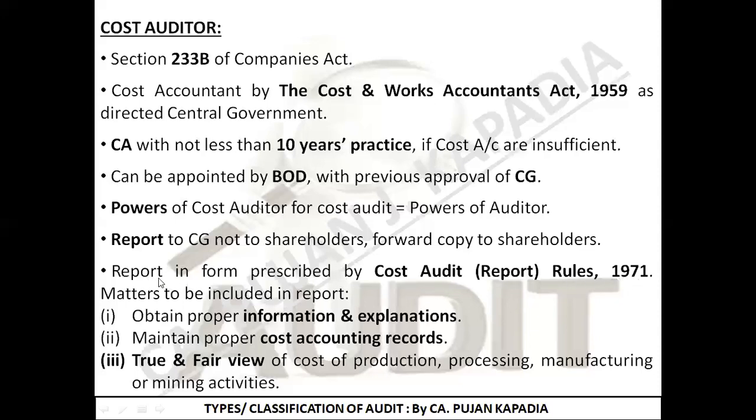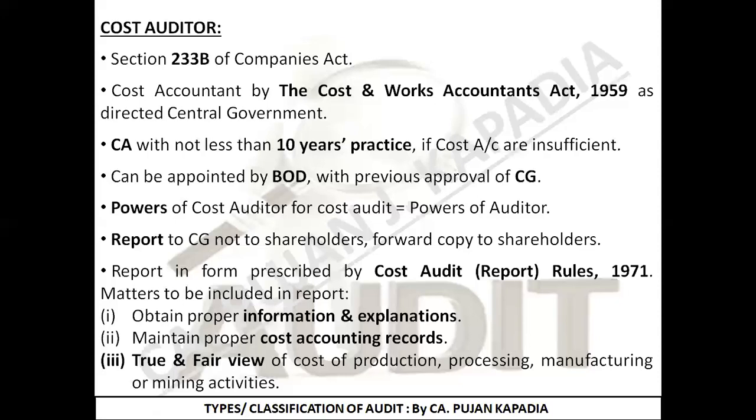So I am going to prepare a report as a cost auditor, but the format is prescribed by whom? By the Cost Audit Report Rules 1971. So basically I need to submit my report as per the rules prescribed in these particular rules. Which are the matters which are supposed to be included in the report? Like when I am submitting my report, what are the important matters that I need to include as a cost auditor?